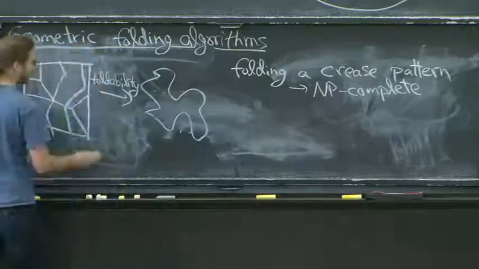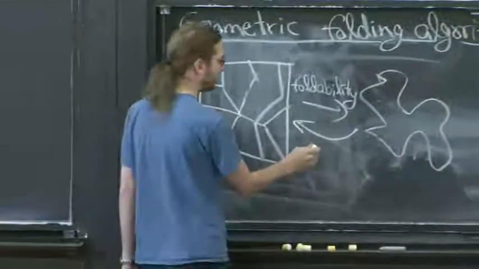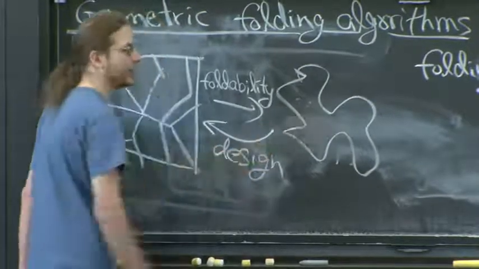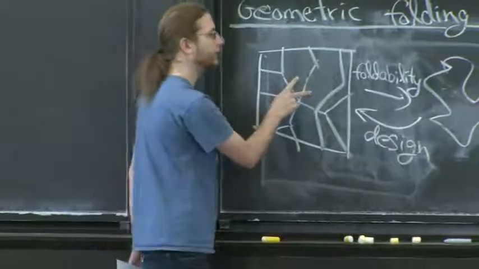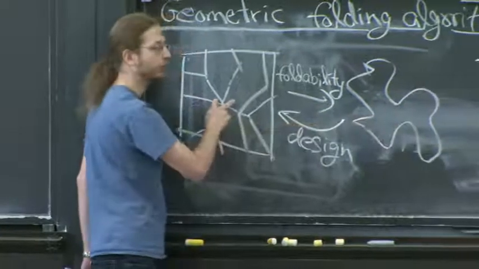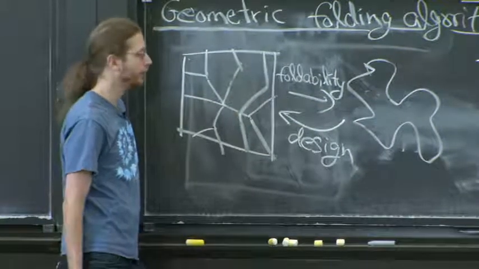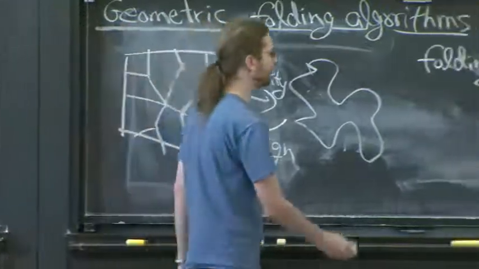So origami is hard. In some sense, the more interesting direction, though, is the reverse direction, which I would call origami design. I have an intended 3D shape I want to design. How can I, as an algorithm, convert that 3D shape into a crease pattern that is guaranteed to fold into that 3D shape? And that's actually solvable. So design is easier.